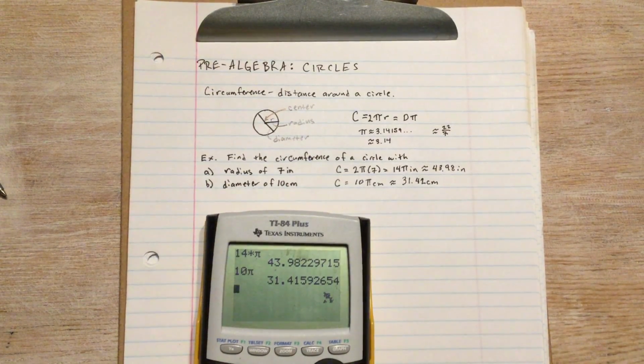Okay, so the second thing we're looking at is what happens if we're looking for the, well, actually there's two other things we can look at.